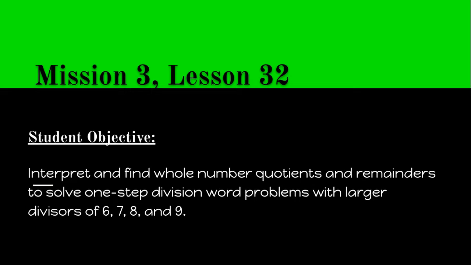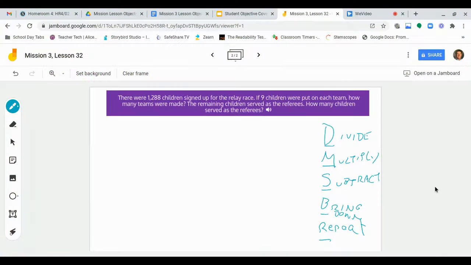Let's take a look at one and just walk through it together. Alrighty, so let's take a look at one such type of problem. This story problem tells us there were 1,288 children signed up for the relay race. If 9 children were put on each team, how many teams were made? The remaining children served as the referees. How many children served as the referees? So it's asking for 2 things here, but we just need to do one equation to solve this problem.